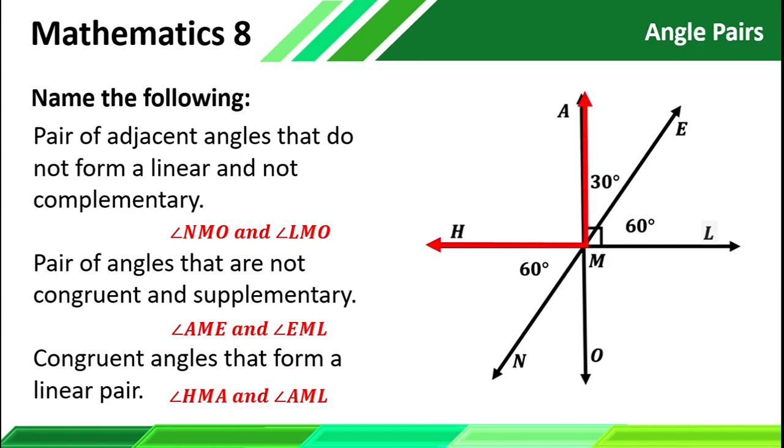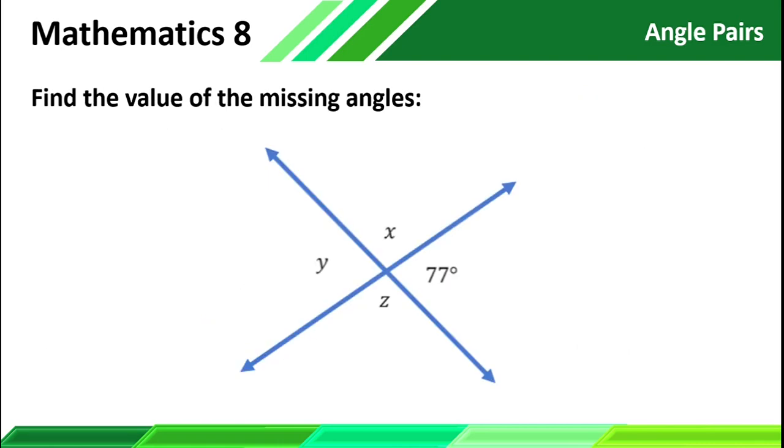So here we have angle HMA and angle AML. As you can see here, these two angles are congruent because they both measure 90 degrees and they form a linear pair. Now, let's apply the concept of those four angles in our activity. Let's find the value of the missing angle.